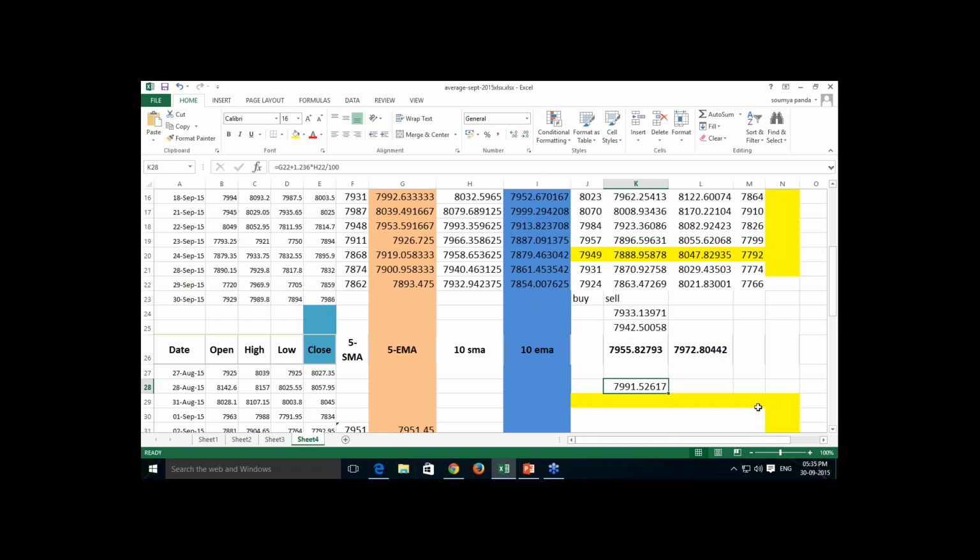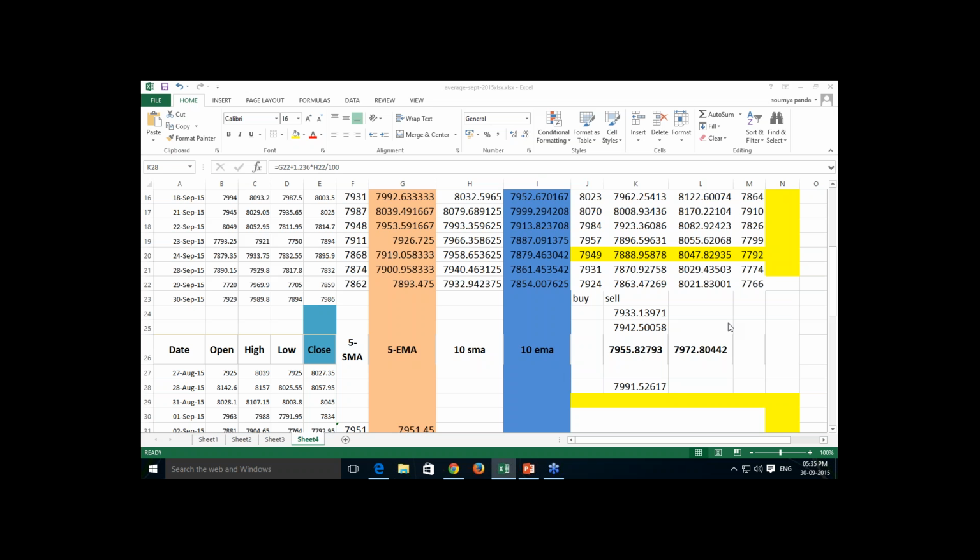You opened at 7929, then you retraced back, consolidated in that band for a period of time, then you again gave a breakout, and at no point of time did you go to the stop loss point, and you achieved a matured trade till the 1.236 retracement. Similar kind of experience you can get if you utilize this concept in Bank Nifty or any stock or any of the commodities.